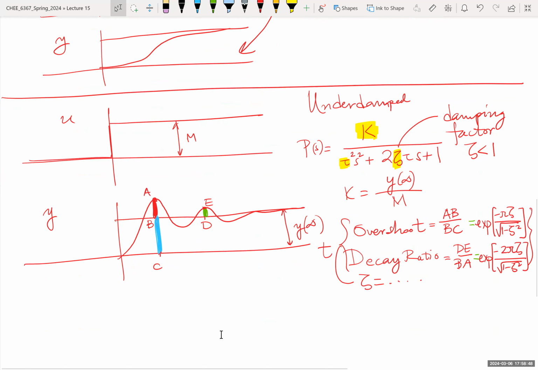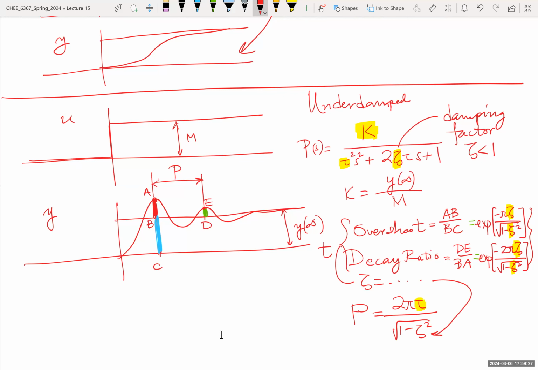And then from the frequency of oscillations, you can get the period of oscillations. Let me call it P actually. I call it T in the notes. This period P is 2 pi tau over the square root of 1 minus zeta squared. So from this you can get tau. Here it's zeta that you will get from above, and you stick it in here, and from this you'll get tau.